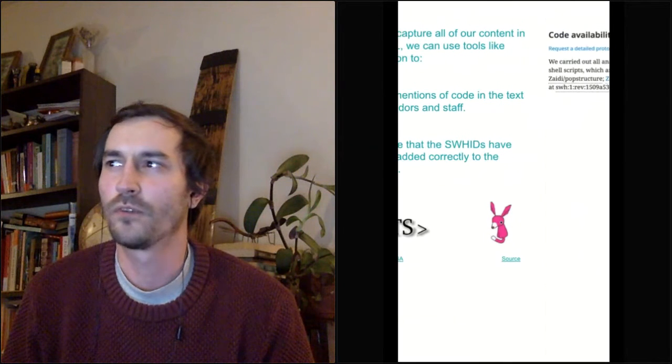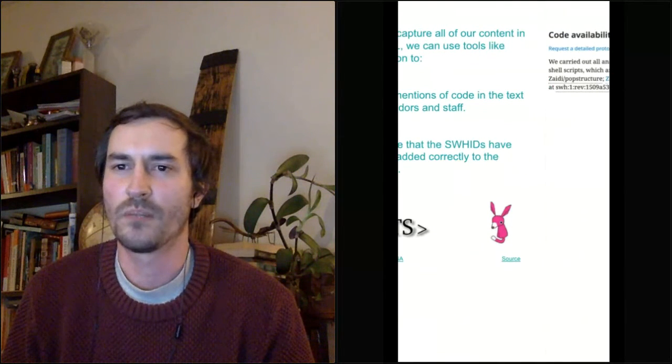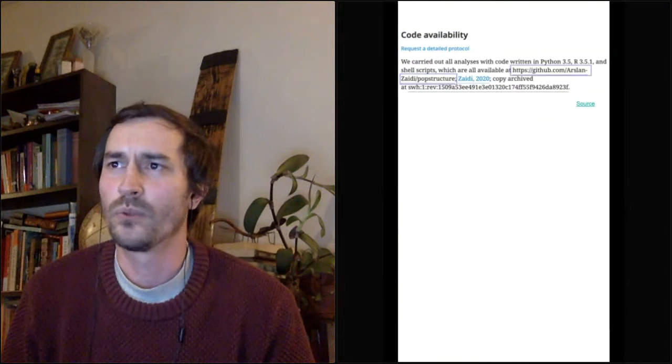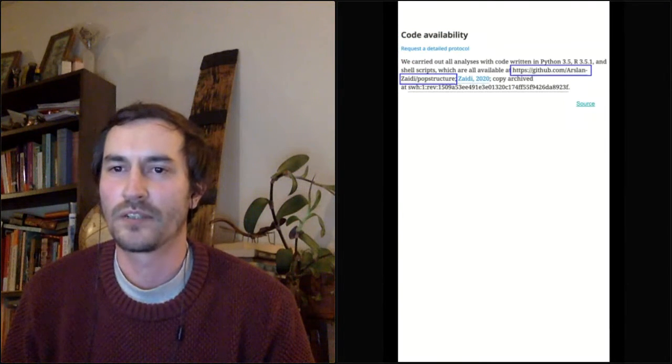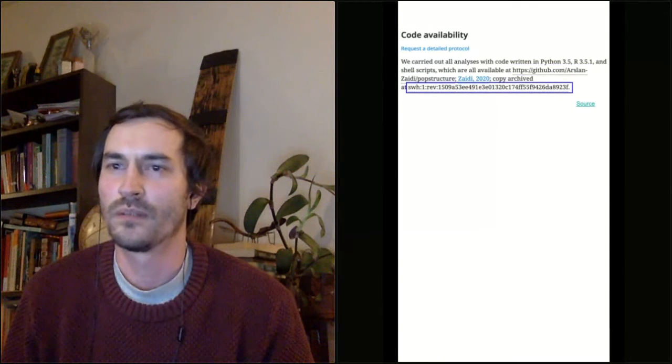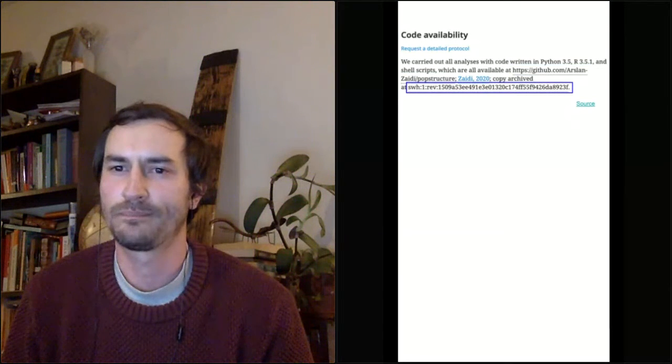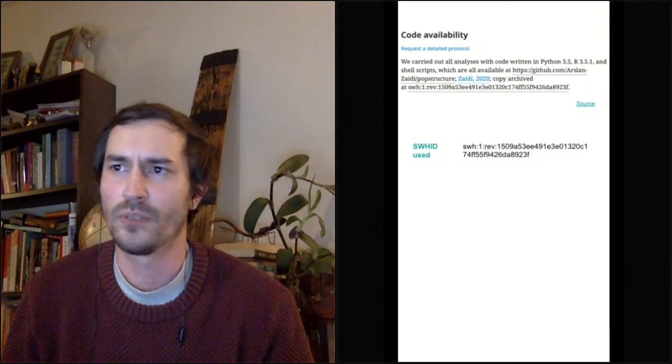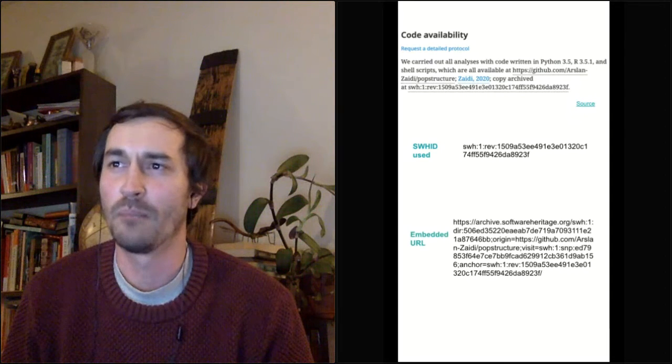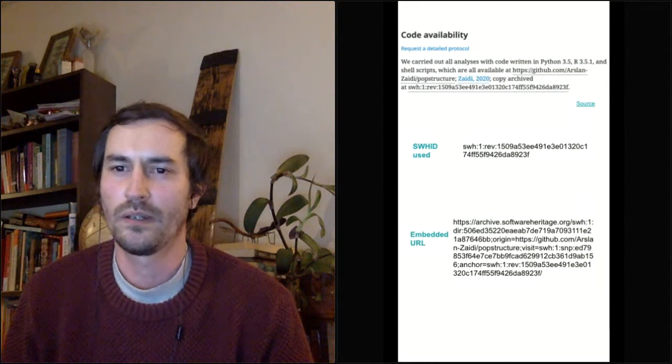So here's an example from a code availability statement. You can see that the authors have added to the text the original GitHub repo here. And you can see that the SWID has been added afterwards. So this is the SWID that we used. It's the revision SWID, so that's capturing the latest commit to that repo. And embedded in that text is a URL that has the full SWID with all of the context. And you can see that that's just appended to softwareheritage.org.